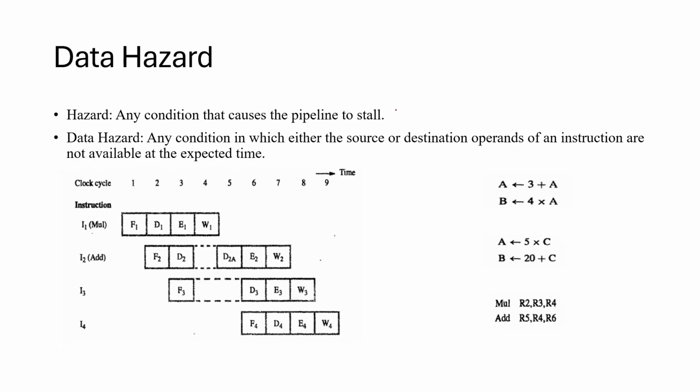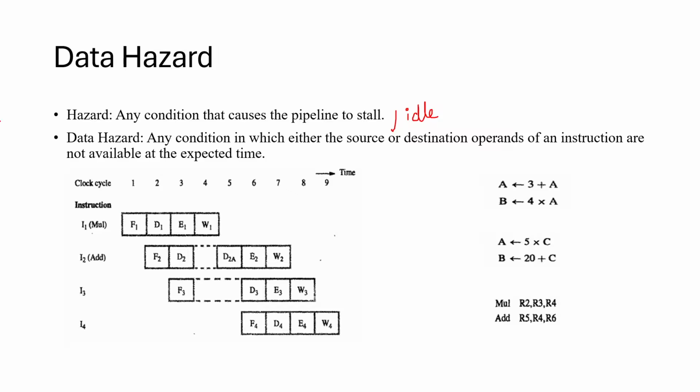Okay, there are 3 types of hazard. Now we discuss the first type, called the data hazard. The data hazard is any condition in which either the source or the destination operands of an instruction are not available. So the data is not available for execution. Data is the operand. The operands are not available for instruction execution. As the data is not available, the instruction execution is getting delayed. So it makes the pipeline idle for some time. Okay, that is called a data hazard.